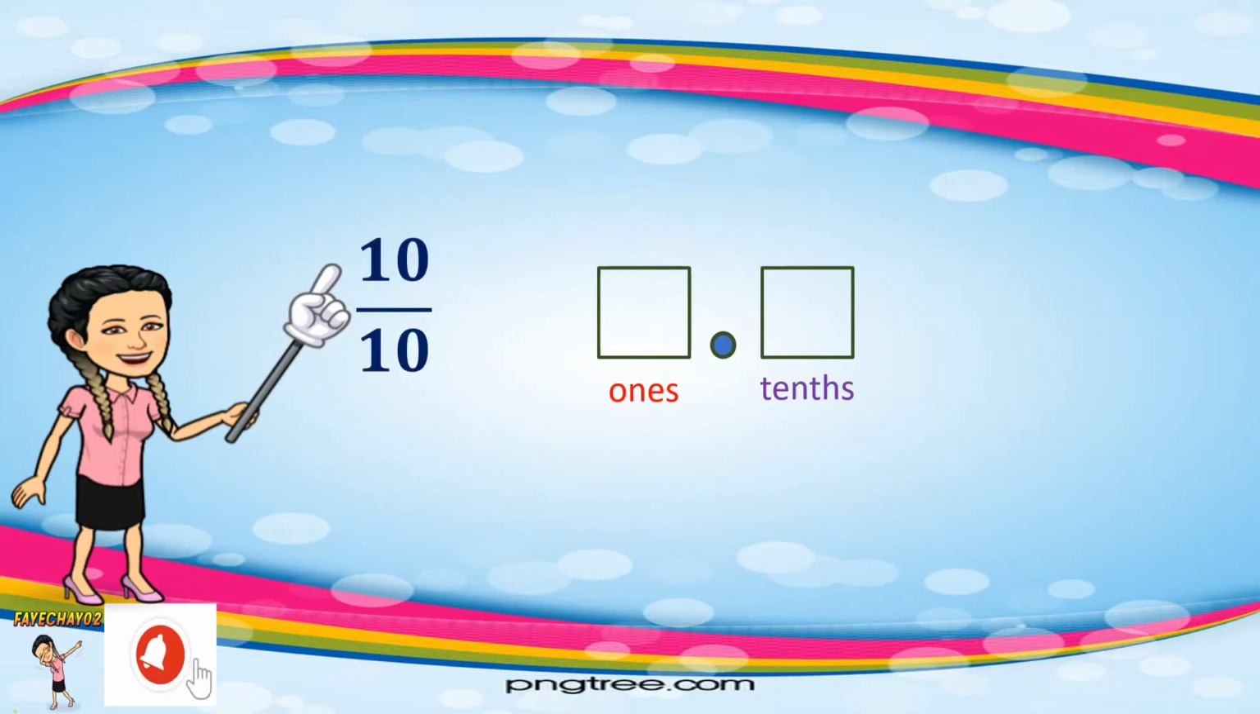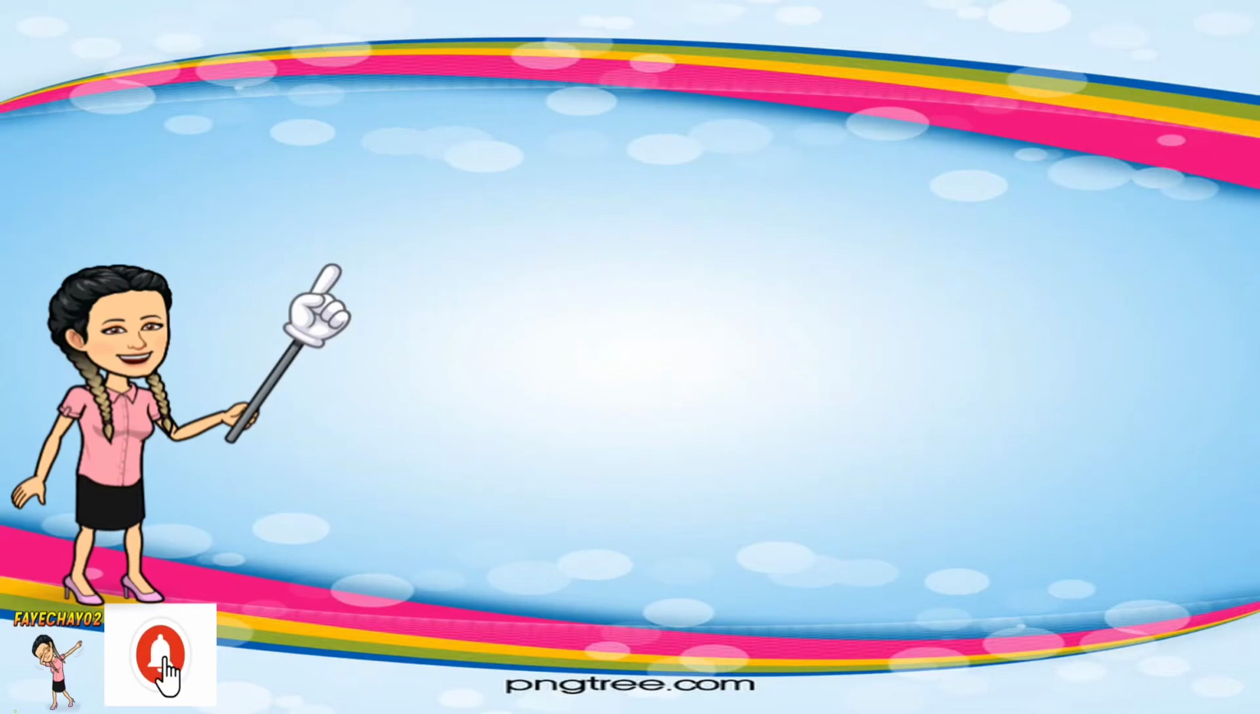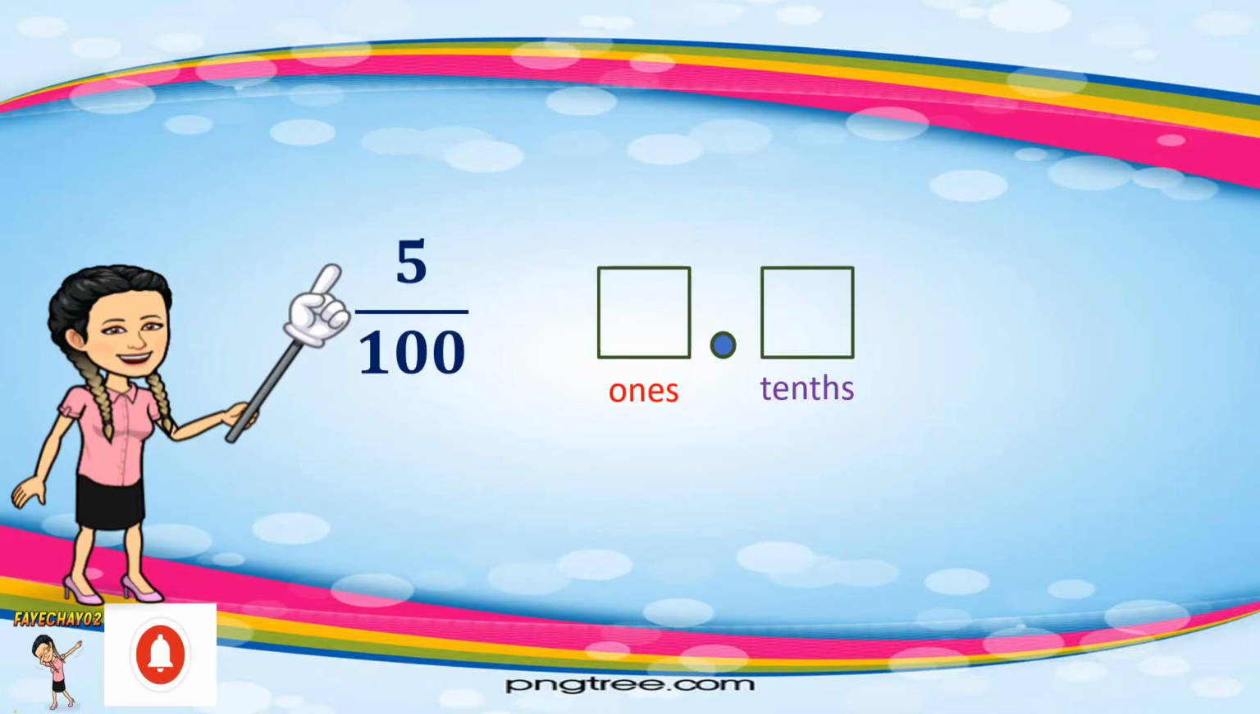Another one, we have 10/10. In our past lesson in fractions, I already taught you that if the numerator and the denominator are the same, the fraction is equal to 1. So 10/10 is equal to 1. So we will put 1 in the ones place, and since we don't have any decimal number, put 0 in the tenths place. 10/10 can be written as a decimal as 1.0 or 1.